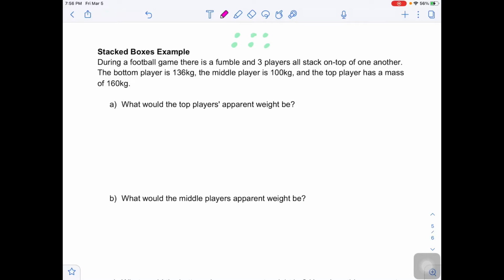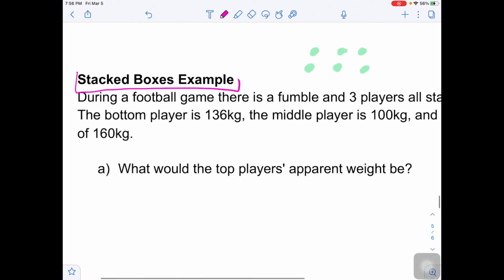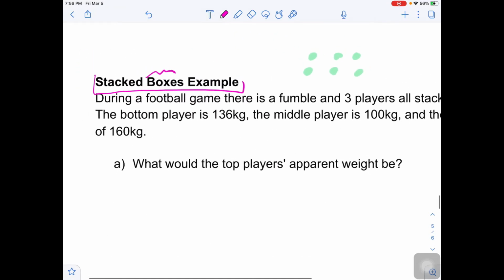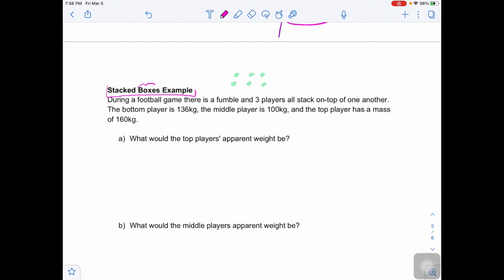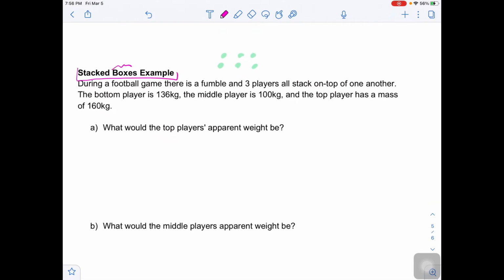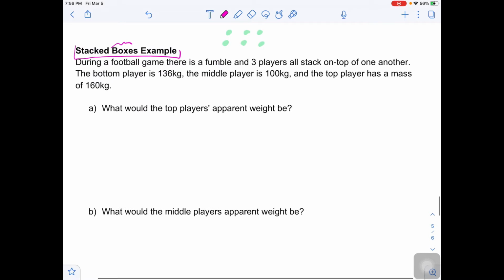So in this video, let's do another normal force example, but this time let's stack some boxes. And I realize I put boxes. We're technically stacking football players, I guess, but we can analyze as if they're boxes to make things easier to understand. So here, during a football game, there's a fumble and 3 players all stack on top of one another. The bottom player is 136 kilograms, the middle player is 100 kilograms, and the top player has a mass of 160 kilograms.